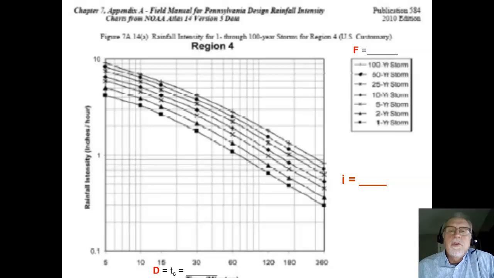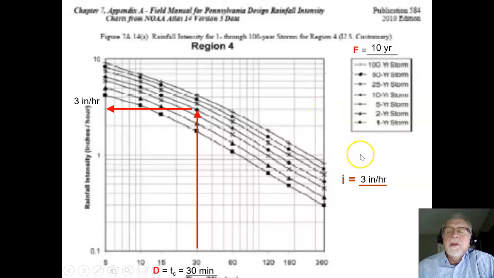So I go to the IDF curve. I have a frequency of 10 years, that's given. A duration of 30 minutes, that's the time of concentration. So I go to the IDF curve, and at 30 minutes, the 10-year frequency storm is right at 1, 2, 3 inches per hour. So that's my I. I've chosen my C is 0.5. My I is 3 inches per hour.